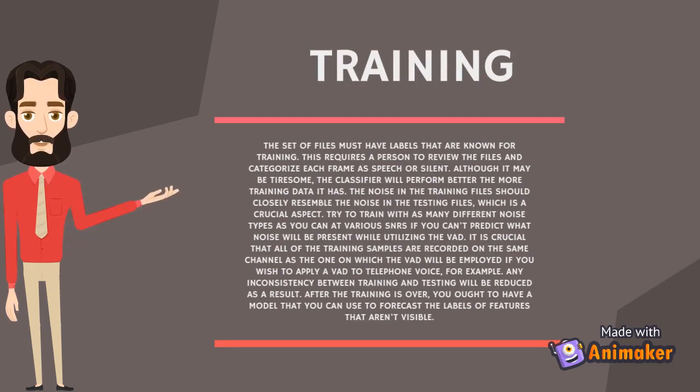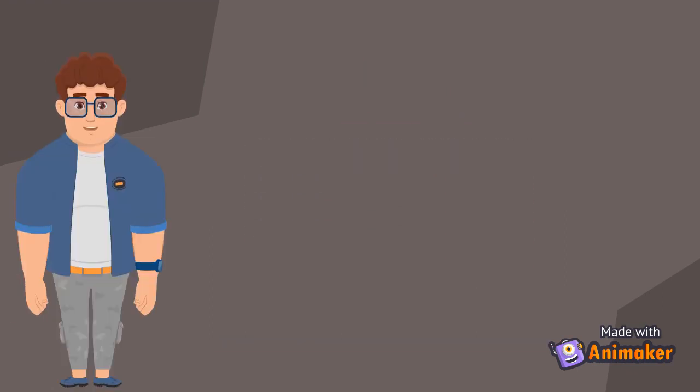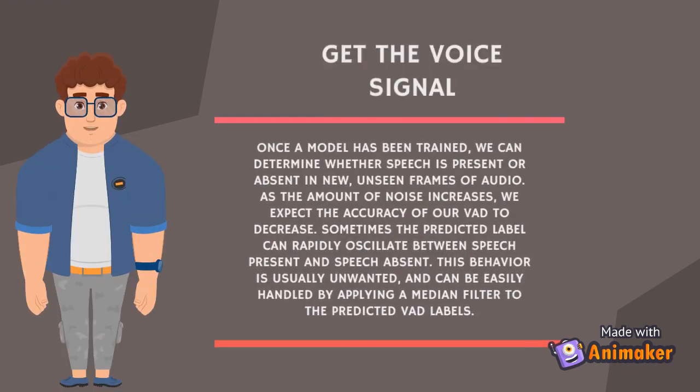Try to train with as many different noise types as you can at various SNRs if you can't predict what noise will be present while utilizing the VOD. It is crucial that all of the training samples are recorded on the same channel as the one on which the VOD will be employed, if you wish to apply a VOD to telephone voice, for example. Any inconsistency between training and testing will be reduced as a result. After the training is over, you ought to have a model that you can use to forecast the labels of features that aren't visible. Once a model has been trained, we can determine whether speech is present or absent in new, unseen frames of audio.